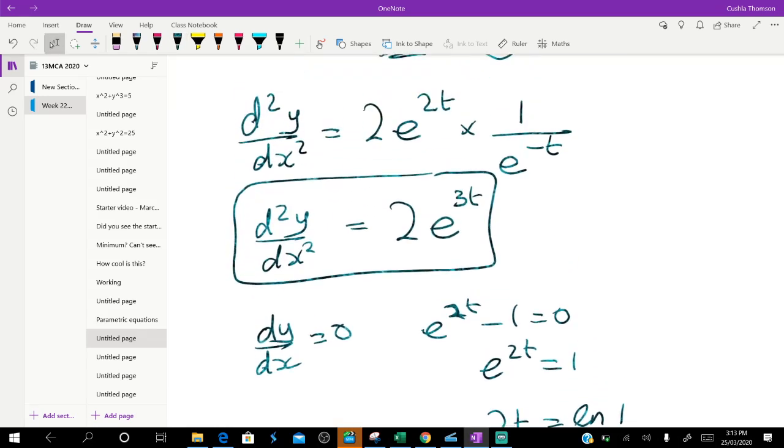The Cambridge book doesn't do second derivative of parametric, but I think it doesn't make any sense not to do it. This is in Delta somewhere. It's in the differentiation chapters.